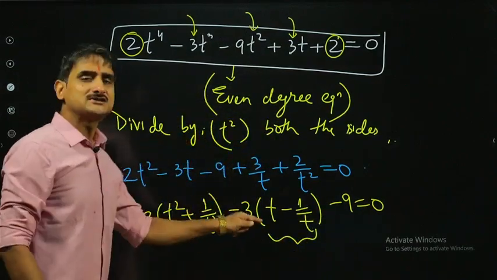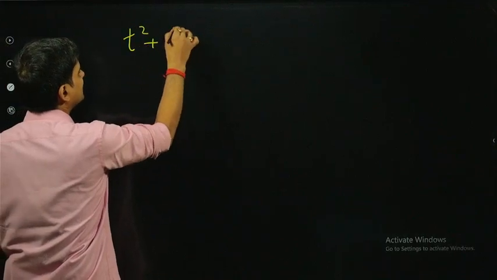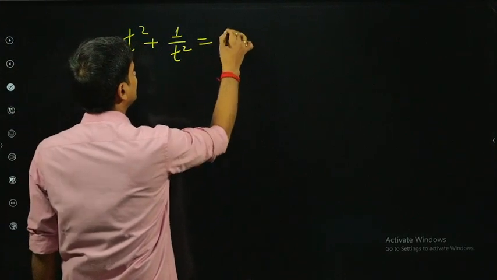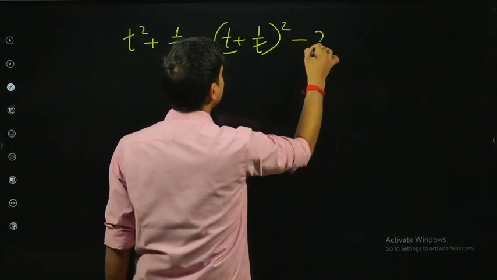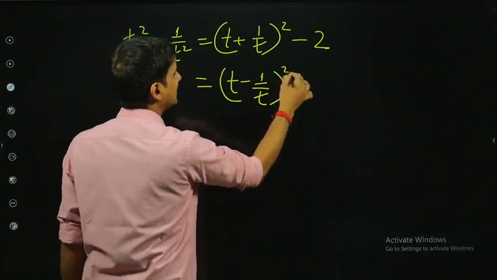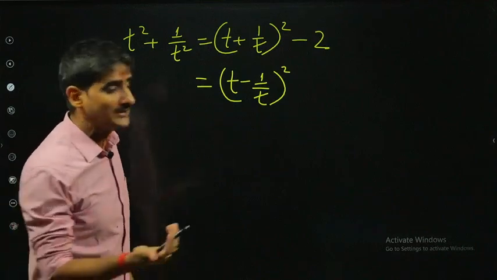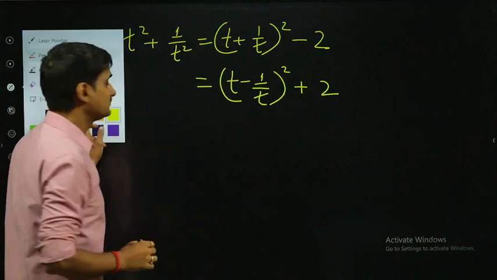Why? Because this term will guide us in which form we are going to write t square plus 1 by t square. We all know that we can express t square plus 1 by t square as a perfect square in two different forms just by adding or subtracting a constant. So we can write it either as a square of t plus 1 by t or as a square of t minus 1 by t also. Now which one are we going to prefer here?